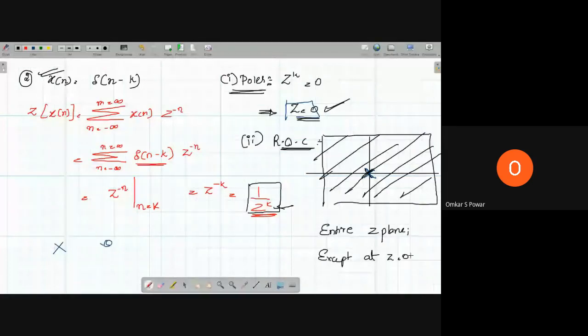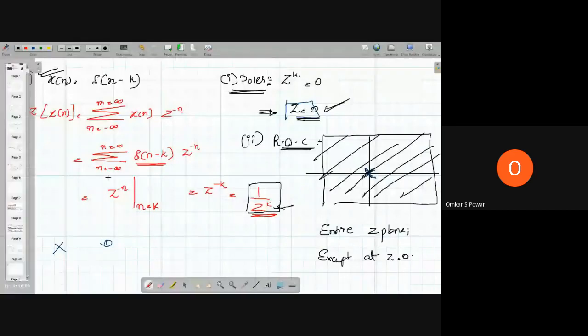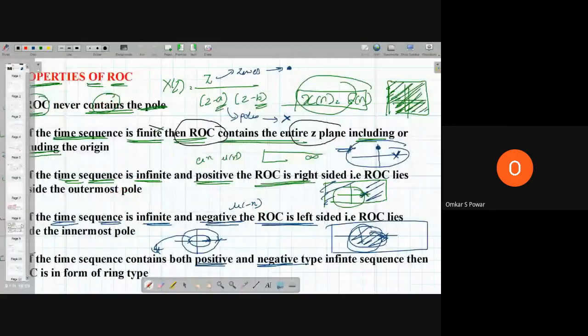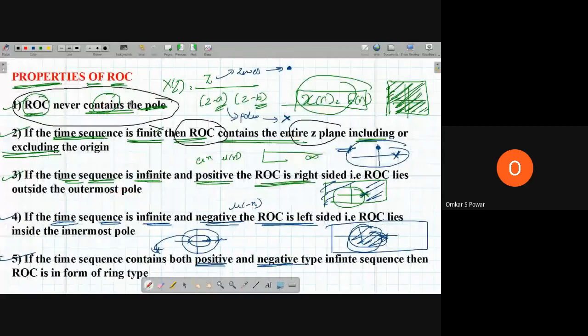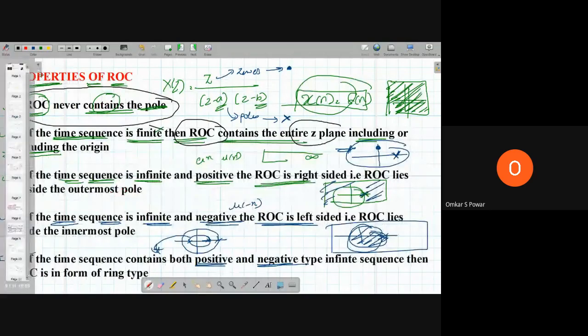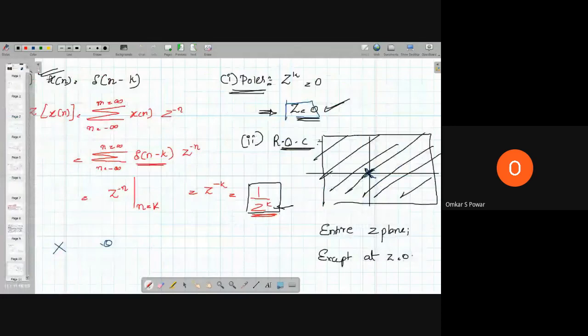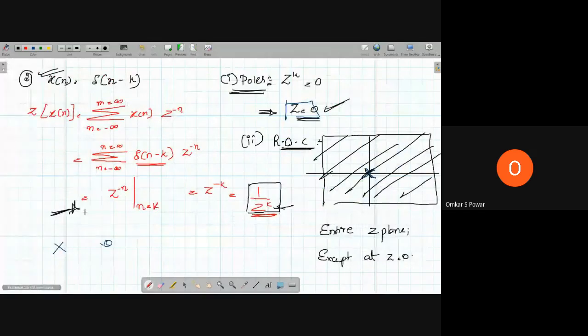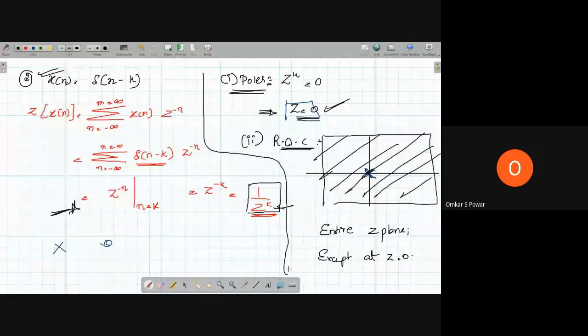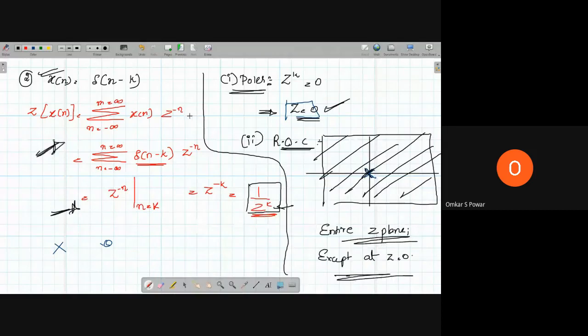We'll go back to the property now. ROC never contains the pole. So we have applied the first property here. So this is with respect to this first property: ROC never contains the pole. So your ROC is your entire z plane except at z is equal to 0. So this is how you solve this one. Get the z transform, get the poles, get the region of convergence. You have to go and write it once to understand it better.